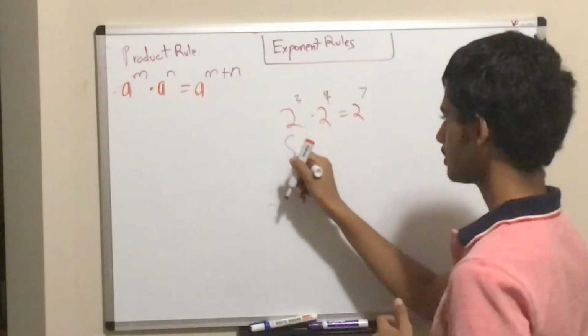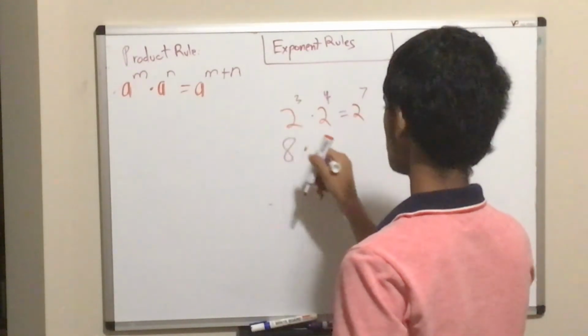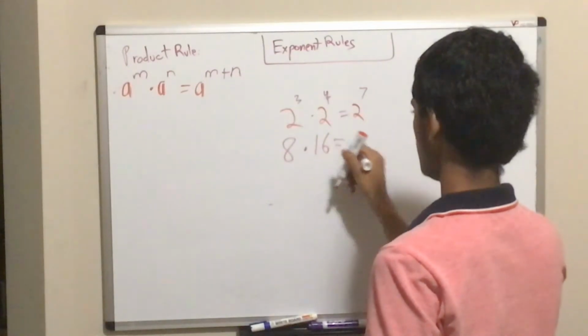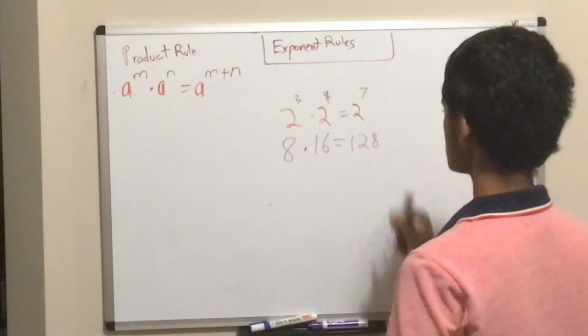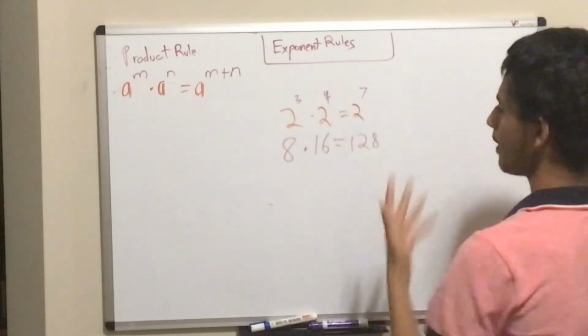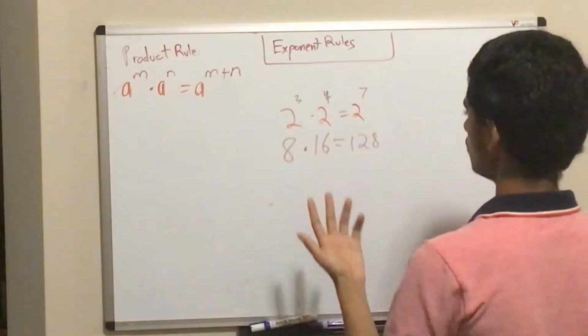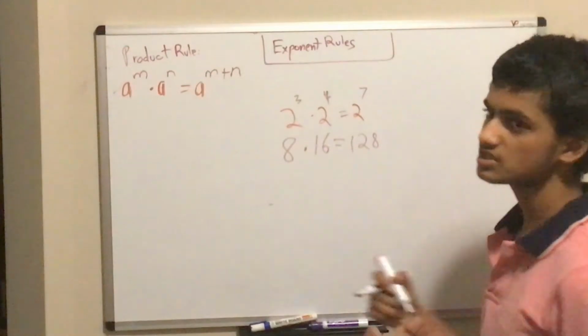2 to the power of 3 is 8, and 2 to the power of 4 is 16. And when you multiply them, that's 128, which is exactly what 2 to the power of 3 times 2 to the power of 4 is, and what 2 to the power of 7 is. So now let's try breaking it down and rewriting this expression to see what actually happens.